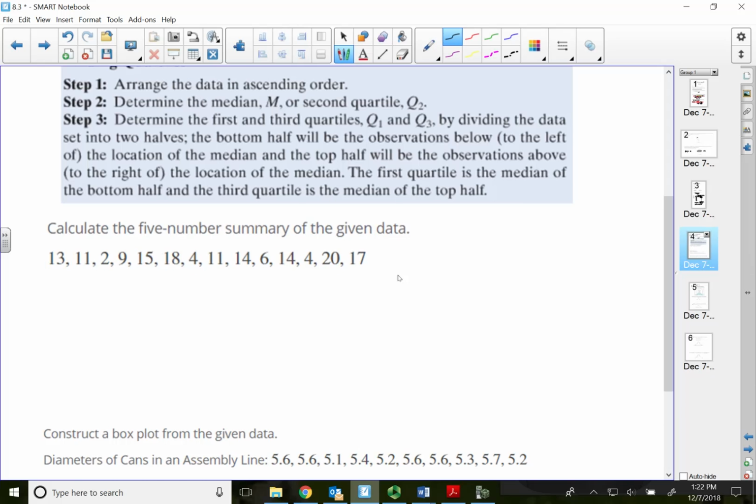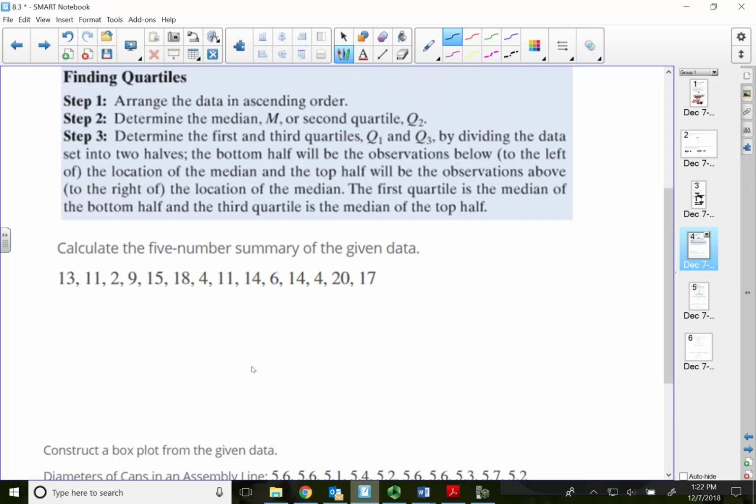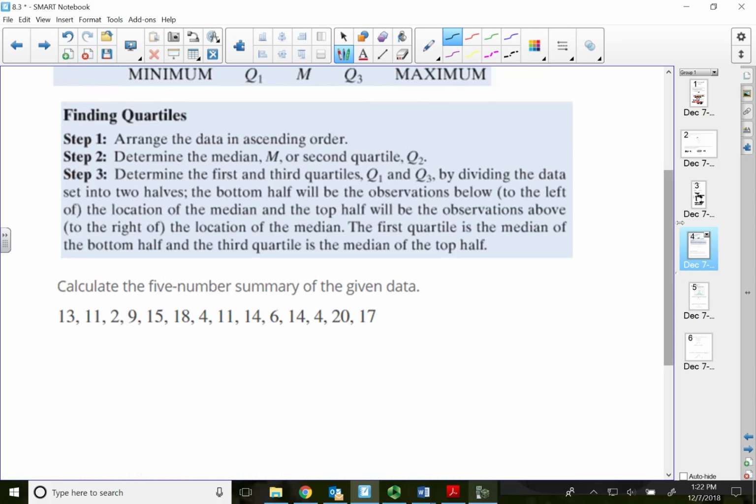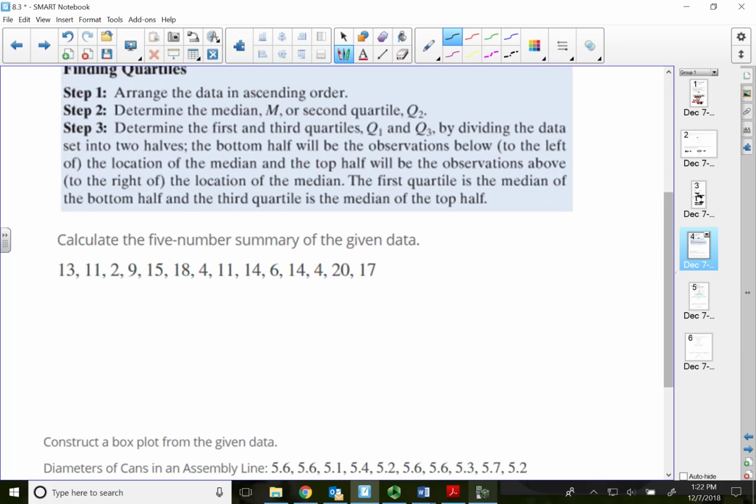So let me show you how to calculate the 5-number summary real quick. If we do it by hand, the first thing we have to do is find the quartiles. We're going to find the median, and then we'll look at how to find Q1 and Q3. To find the median, the first thing is to write your numbers from smallest to largest.